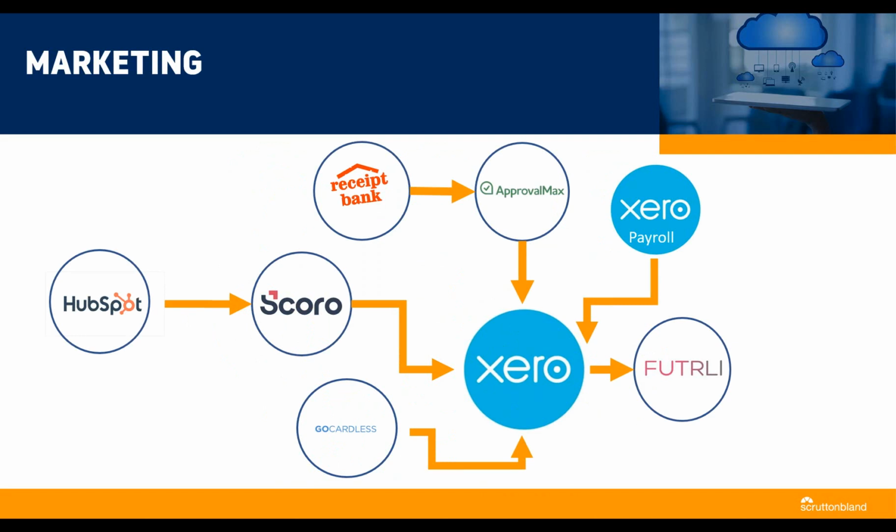Another example is a marketing solution that we've developed for a client. Once again, XERO sits at the hub of this. Receipt Bank and Approval Max is the purchase management solution. But because they have a lot of regular clients, they utilize a direct debit facility called Go Cardless, which they get signed up with their clients, and it will automatically pull that information based on the invoices that appear in XERO. HubSpot is their CRM solution, and then creates jobs within XERO, which is their project management solution.